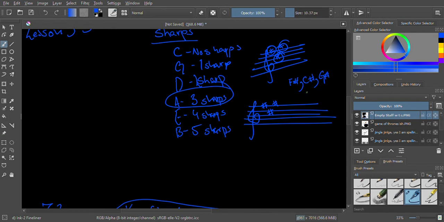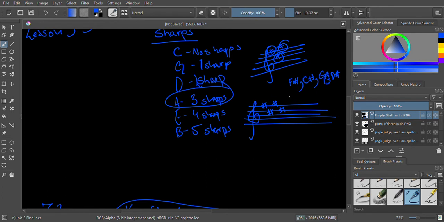Same routine. You take G and move four notes ahead. So G, A, B, C, D, and make that sharp. So we have D sharp. That is indeed, and it's on the fourth line. You write a D sharp, and this is E major scale. Once again, one sharp, two sharps, three sharps, and four sharps.